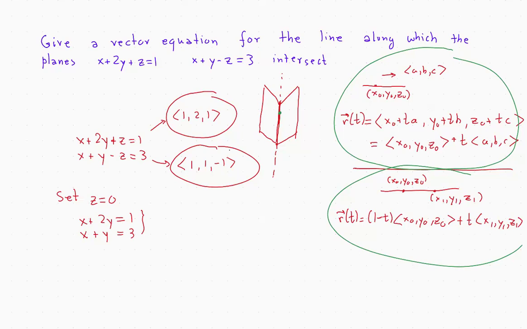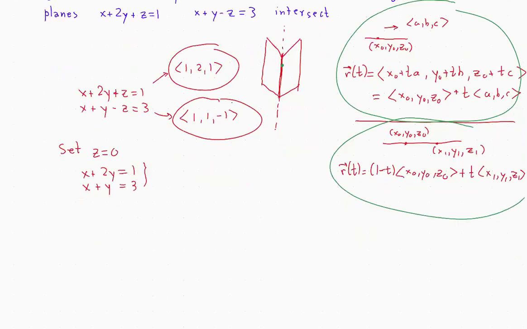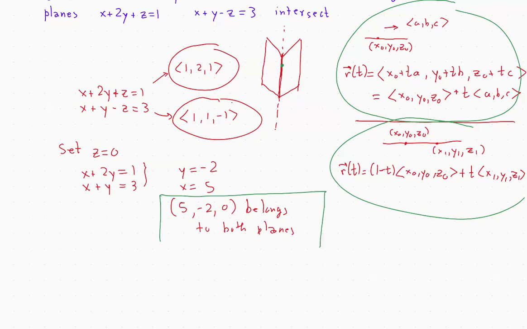Just subtract the second equation from the first, and that will give you y is equal to -2. Once you know that y is equal to -2, the easiest thing is to plug it into the first equation and get x equals 5. So if you put everything together, you have that the point (5, -2, 0) belongs to both planes. Okay, so this is something that we want to use. So let's keep it in a nice frame so that we remember it.